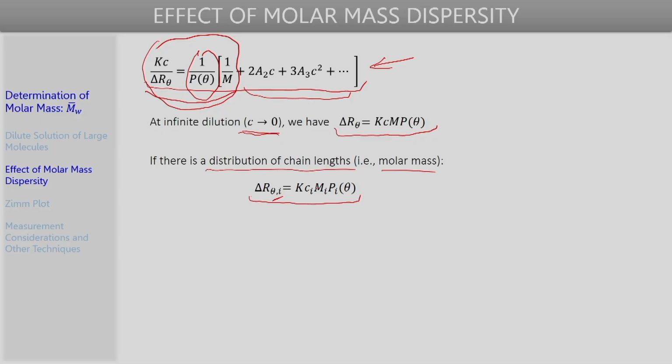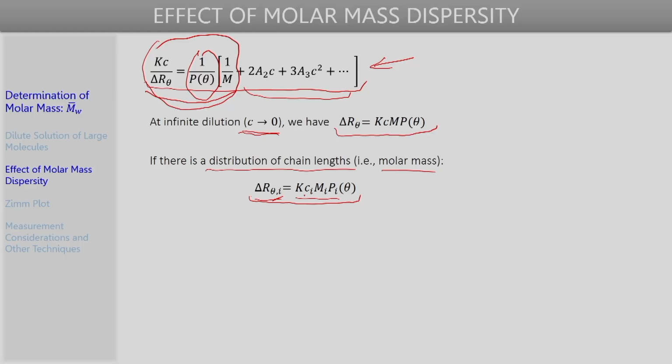So if we consider the definition of each of these terms in this expression here, if we are talking about the contribution from polymer molecules of a certain molar mass, then correspondingly on the right hand side also we will consider the concentration of only those polymer molecules Ci whose molar mass is Mi, and for these polymer molecules with molar mass Mi, the corresponding particle scattering factor, let us say, is Pi(θ).